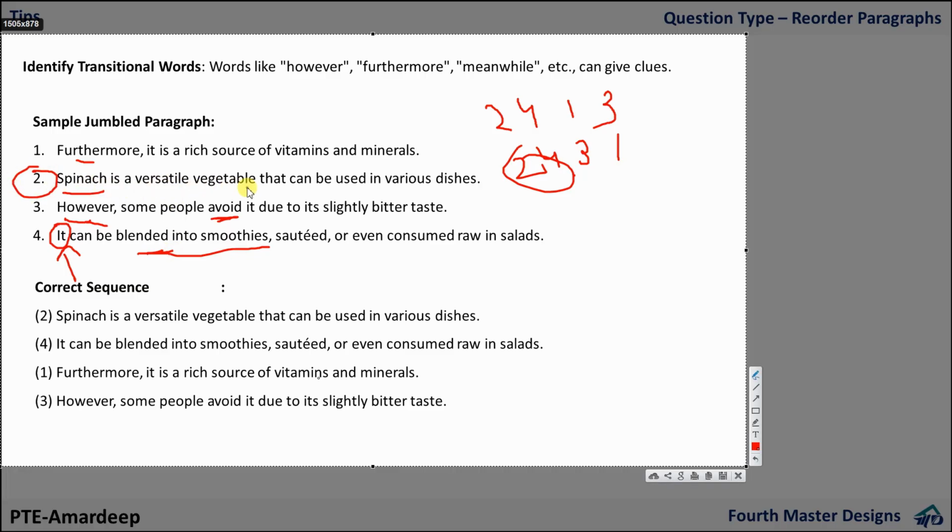Like it is a versatile vegetable, it can be used here. Done. Now you can't directly say some people avoid it. Okay. Here it makes logical sense, like it is a rich source of vitamins, but still some people avoid it. Why? Because of its bitter taste. So go with your flow, the flow of the context. Keep those things also in mind.